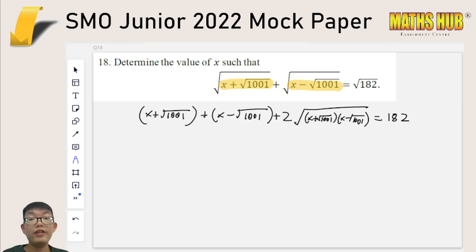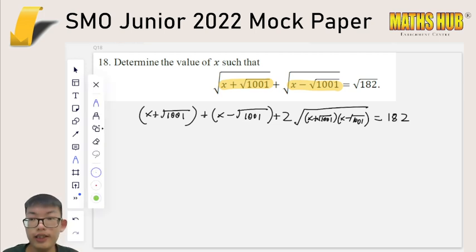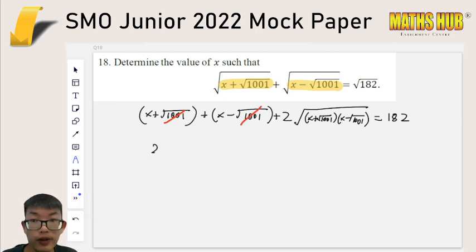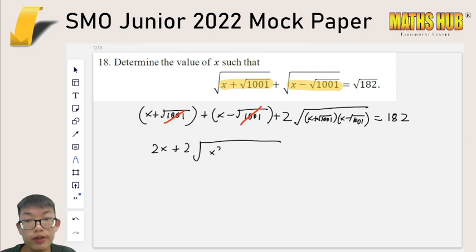Now a few things that we can do. The first is the one on the outside is clearly going to cancel off the square root 1001. So that becomes 2x. Whereas on the inside, you can use your difference of squares expansion to say that this would just be x squared minus 1001. I'm going to divide by 2 first to make things a little bit nicer.